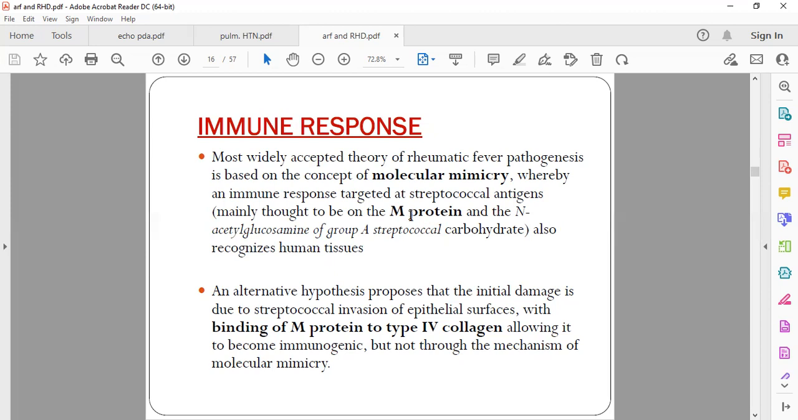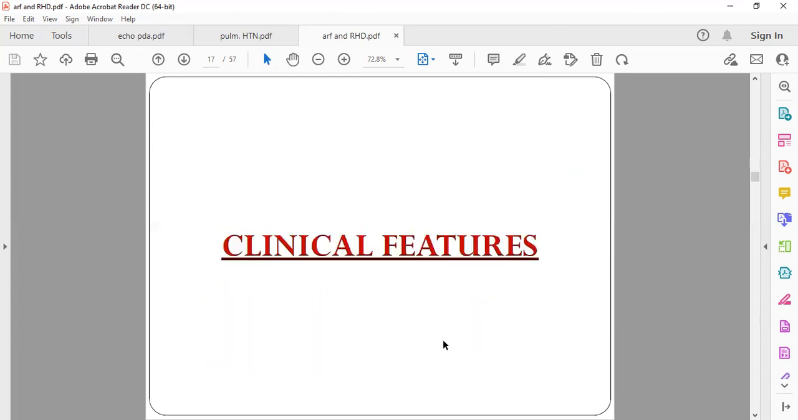One more hypothesis that has been given is that the M protein of the group A streptococci goes and binds to the type 4 collagen in the structures' epithelium. When this M protein attaches to the type 4 collagen, it makes them immunogenic, so the immunological reaction goes and attacks that part. That is one of the other explanations that has been given. So these are the basic risk factors we have discussed.